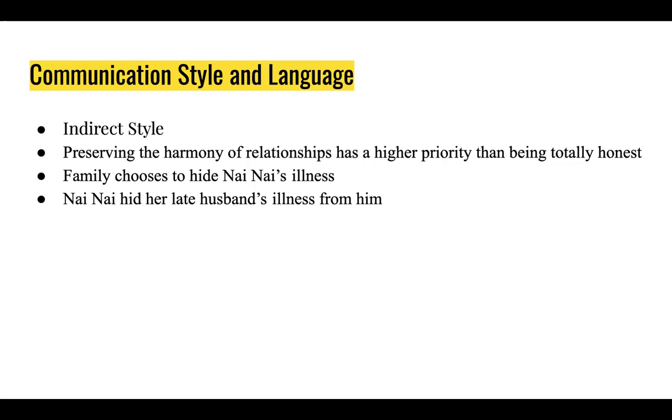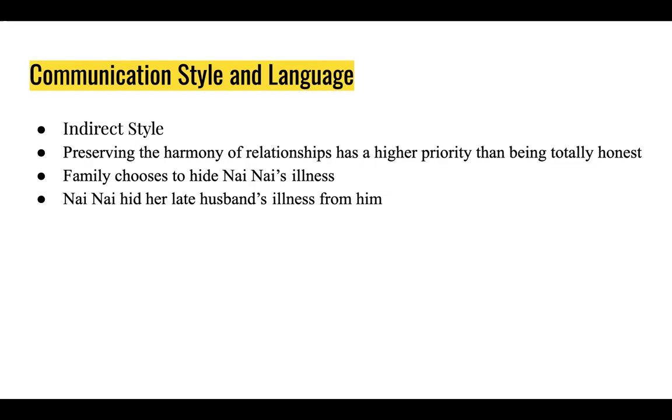All right, so again, we want to emphasize the main communication style used in the movie, which is indirect style. They really want to preserve the harmony of the relationships. That is the biggest priority, more than being honest. And obviously the biggest example in this is how the whole family knows that Nai Nai is dying. They pretend as if she's healthy and that everything's okay so that she can continue to live a normal and happy life. And they don't want her to dwell on the fact that she's sick. They would rather maintain the harmony than ruin it.